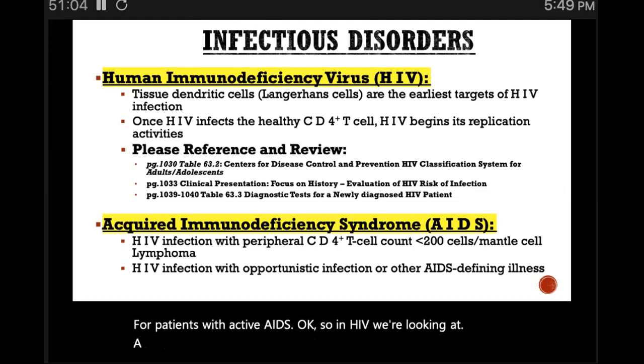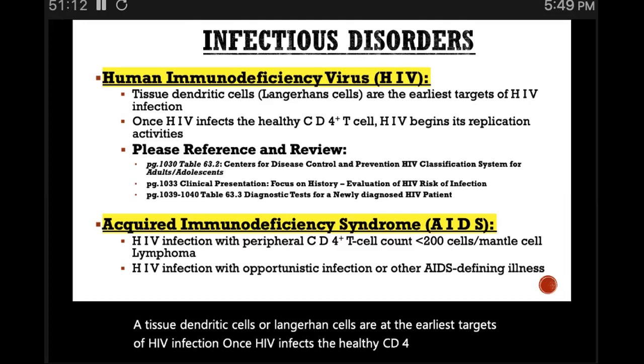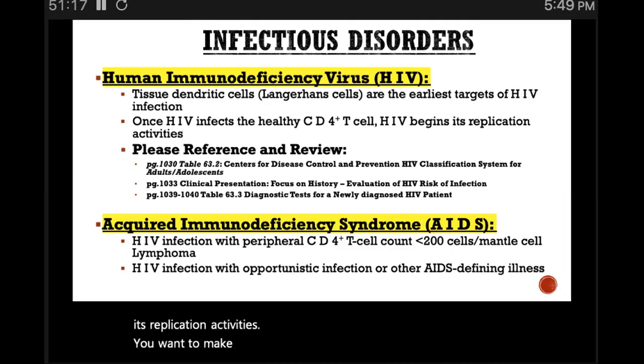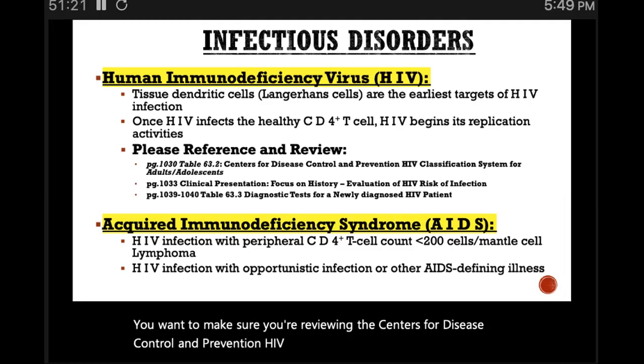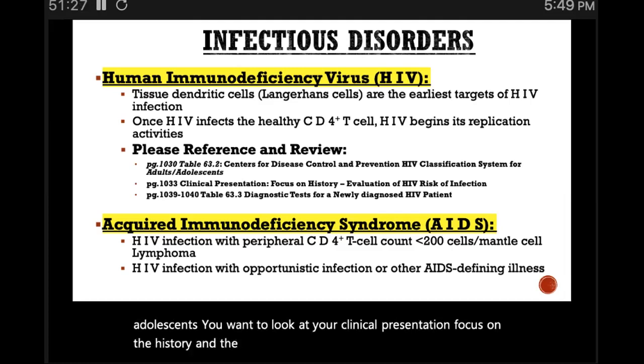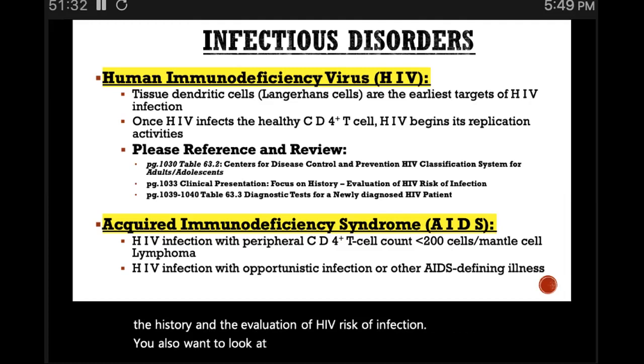Okay, so in HIV, we're looking at tissue dendritic cells, or Langerhans cells, as the earliest targets of HIV infection. Once HIV infects the healthy CD4 T cell, HIV begins its replication activities. You want to make sure you're reviewing the Centers for Disease Control and Prevention HIV classification system for adults and adolescents. You want to look at your clinical presentation, focus on the history and the evaluation of HIV risk of infection. You also want to look at your diagnostic tests for a newly diagnosed HIV patient.